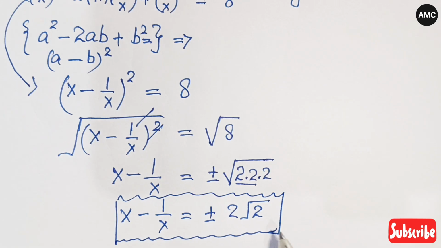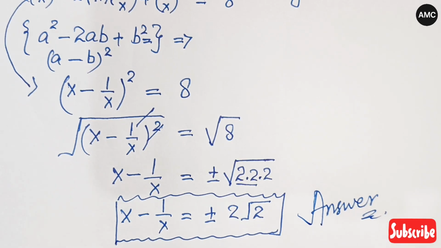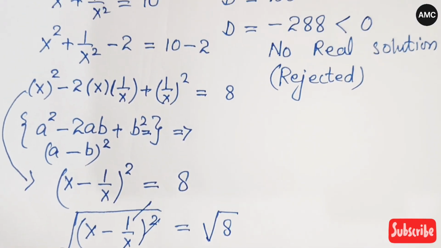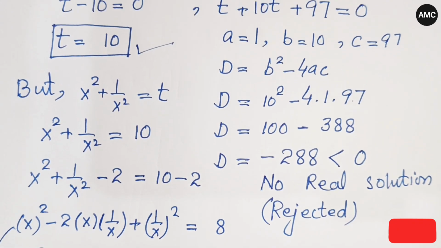Hence we have found the value of x minus 1 over x. So that is our answer. Now we are going to check our entire solution here step by step.